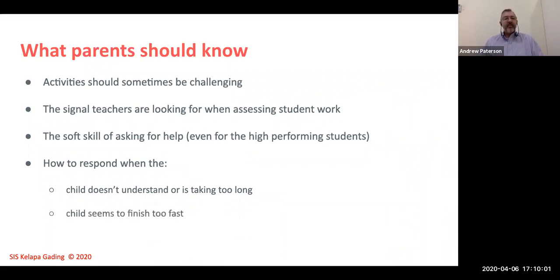The second scenario is that sometimes the child may seem to finish too fast. Now, again, there could be a variety of reasons for this. They could be brilliant at this particular topic, which is fine, which is great. And there should be extension work for them to go on with if they finish something very fast.